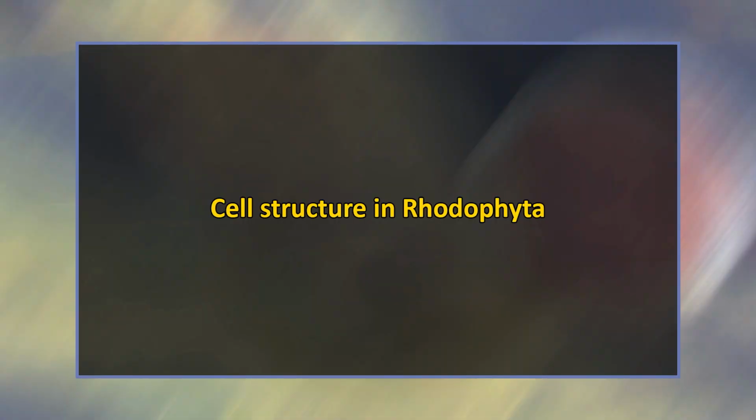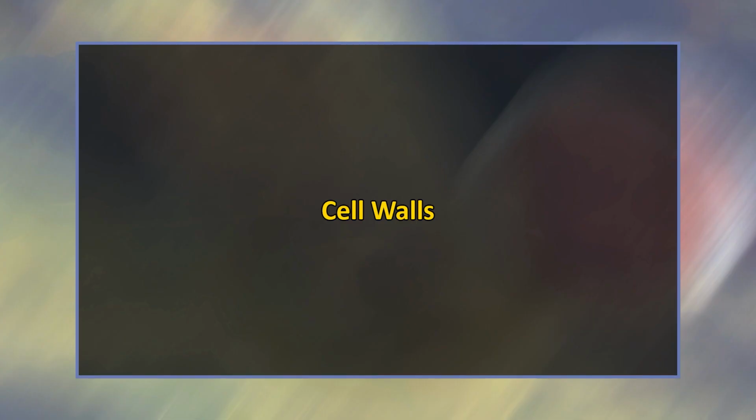Let's see the cell structure in Rhodophyta. The major features of a red algal cell are a chloroplast with one thylakoid per band and no chloroplast endoplasmic reticulum, and Floridean starch grains in the cytoplasm outside the chloroplast. There are no flagella, there are pit connections between cells in filamentous genera, and a eukaryotic type of nucleus. The detailed description of cell structure includes: Number 1, cell walls.